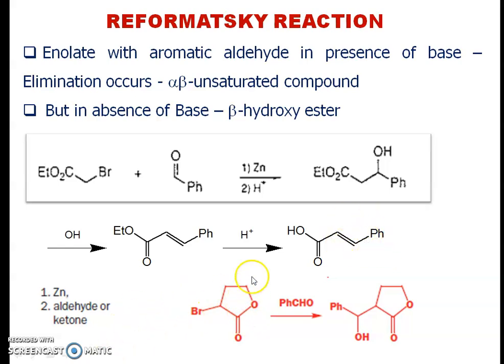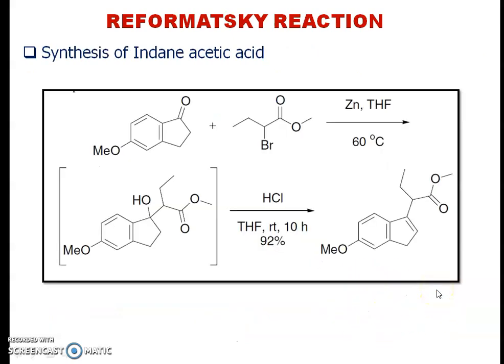And another example is this lactone-based alpha bromoester, which can form an enolate with zinc, and this Reformatsky reagent can be added to the aldehyde and finally forms a structure like this. And this can also be used for synthesizing into acetic acid. So in this synthesis, alpha bromoester used is this one.